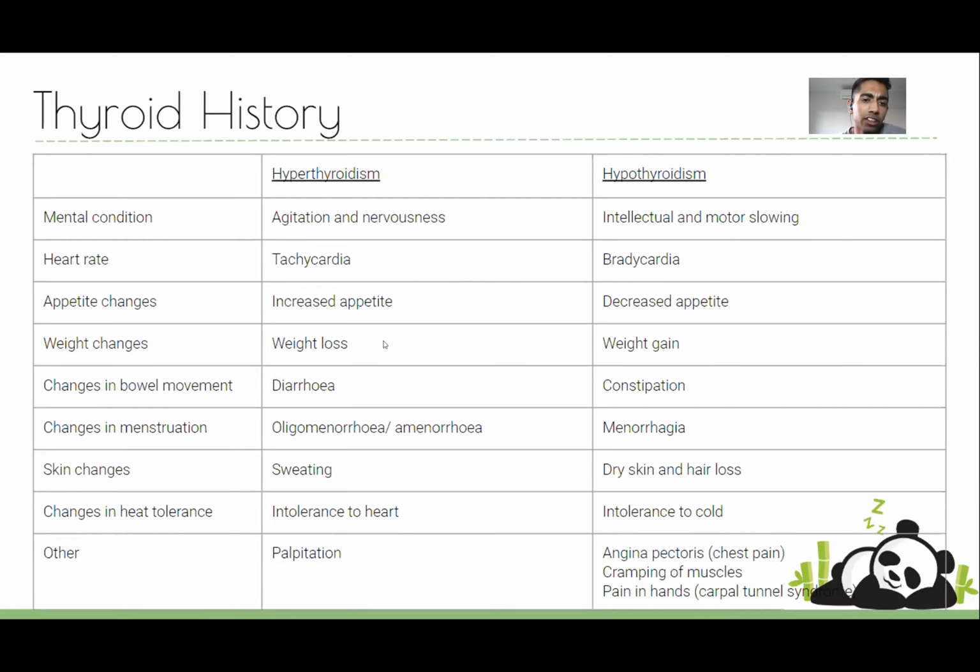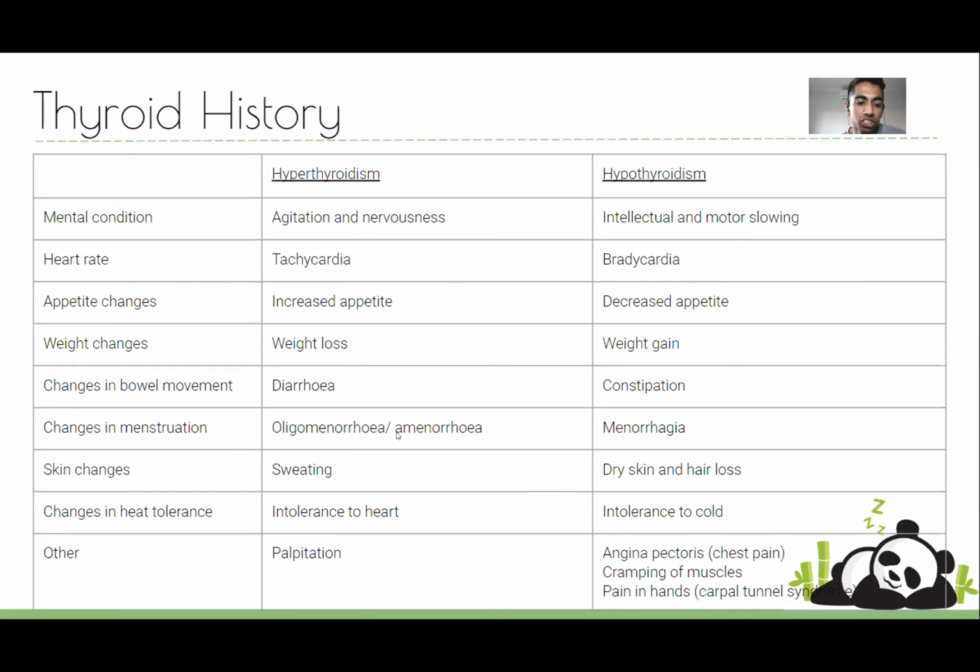Weight changes, it's going to be weight loss in hyperthyroidism because they're going to be burning off all the calories, burning off their fat, protein, all those sorts of things. But in hypothyroidism, because they're not burning it off, they're going to get fatter quicker. Changes in bowel movements, so hyperthyroidism mainly affected with diarrhea because things are moving a lot faster through the gastrointestinal system. Hypothyroidism opposite because you've got constipation.